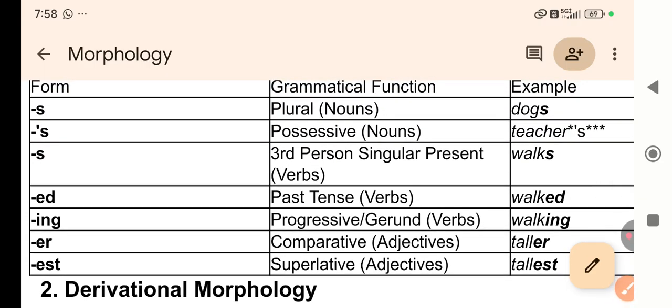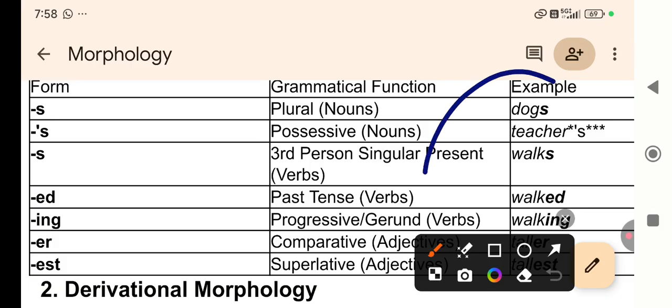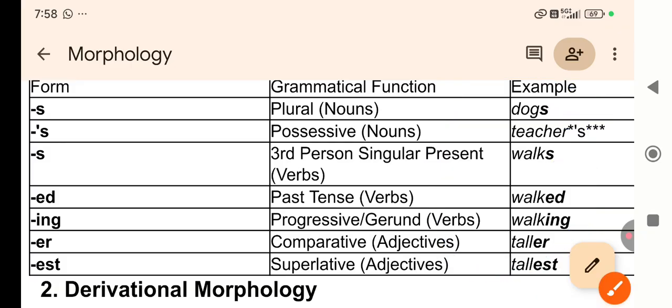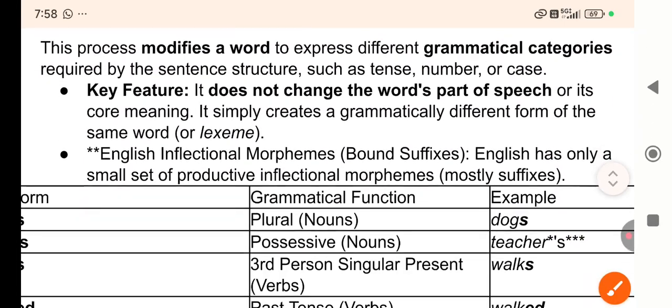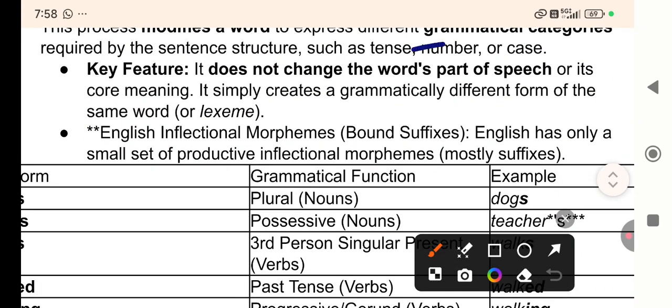That's grammatical; these are plurals, right? This is a possessive pronoun, this is walk, walks. The meaning does not change. Dog, dogs, singular, plural, it's okay, right? But the grammatical categories may change. Present becomes past, but the meaning or part of speech does not change.